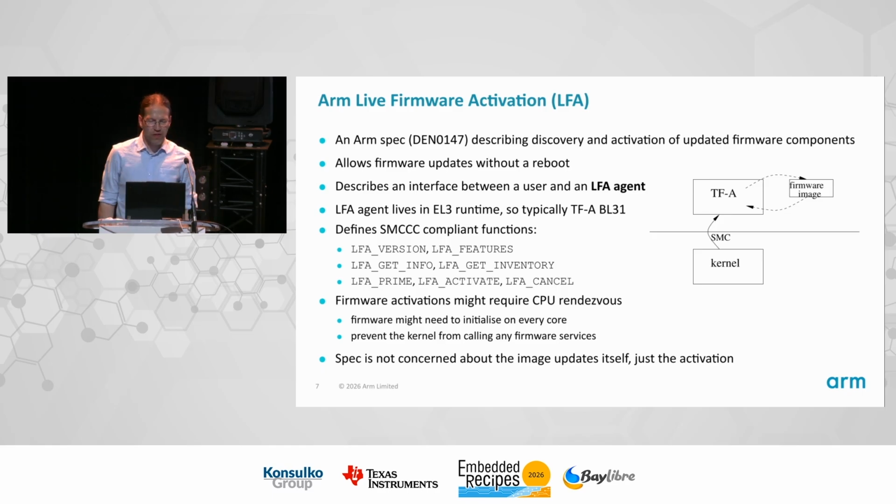In its core, it's just those SMCCC compliant functions. So you start with LFA version, which, as the name implies, just gives you the version number. But it's also your anchor for detecting whether you have that, because it's SMCCC, so if you call an unknown function ID, you get -1 back. That's what the spec says, right? So you just can probe for this. You don't need to look at device tree or ACPI to know whether you have it. You just call that SMCCC function, and then you know whether you have it or not.